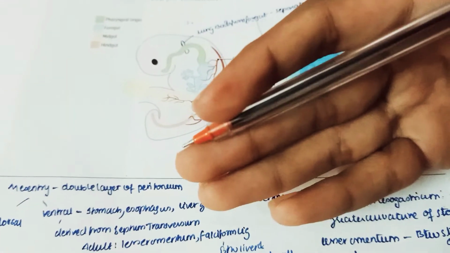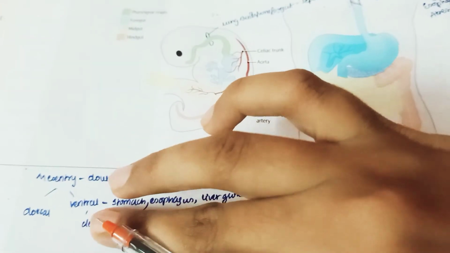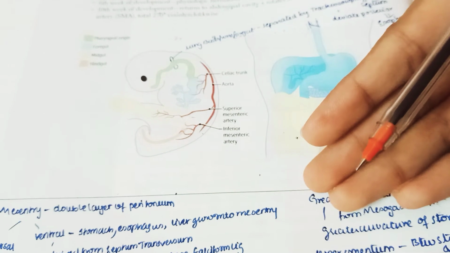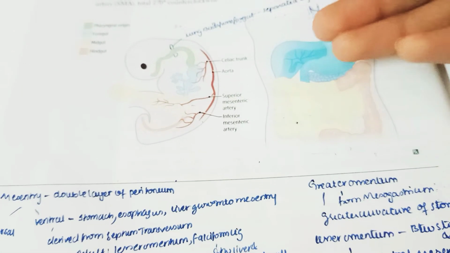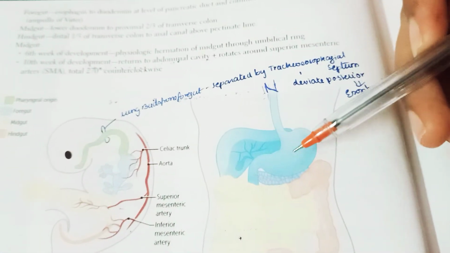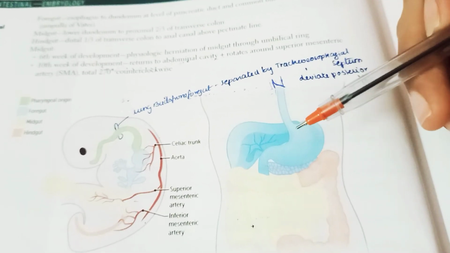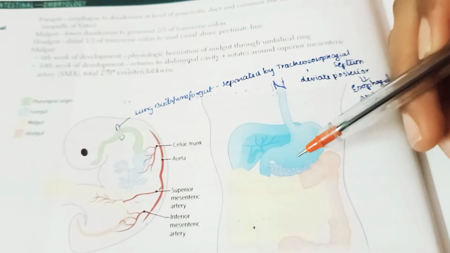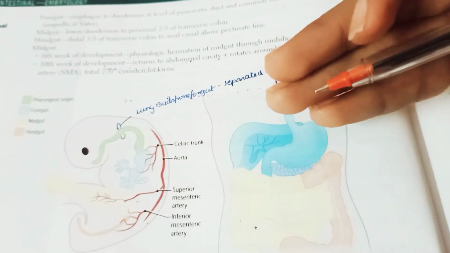Actually mesentery is a double layer of peritoneum. It is divided into dorsal mesentery and ventral mesentery. What is this? Actually mesentery is which covers all these GI organs especially. So dorsal mesentery means backside, ventral means front side. So ventral mesentery actually covers our stomach, liver and also esophagus. And very important thing, liver grows into the ventral mesentery. Okay, stomach and esophagus are covered by ventral mesentery, and this ventral mesentery is mainly derived from septum transversum.